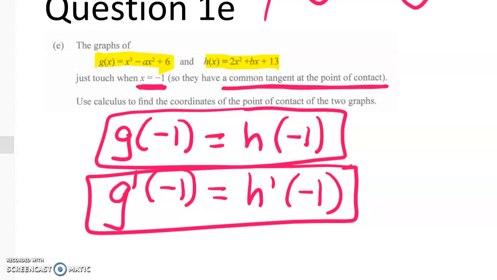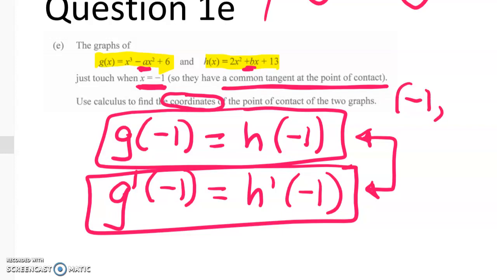And if you look at the two equations, you can see that we've got two unknowns, a and b, and we've got two bits of information. So that means that we're going to set up a system of simultaneous equations, two little simultaneous equations, and we're going to solve those to find a and b. And finally, we're going to use that to find the coordinates of the point of contact. But we already know that the x coordinate is going to be -1. So all we're really after is what's the y coordinate.